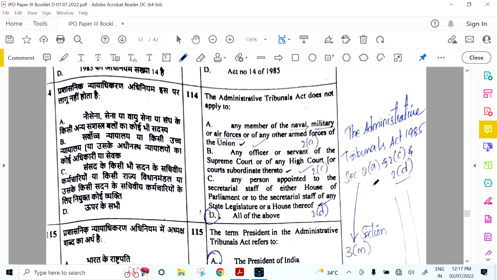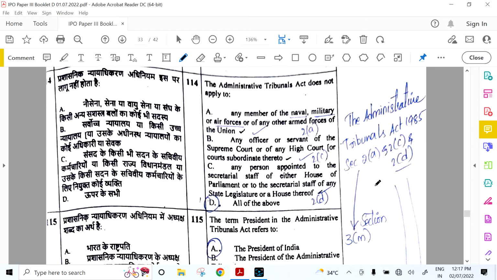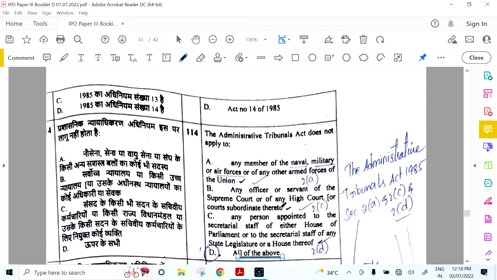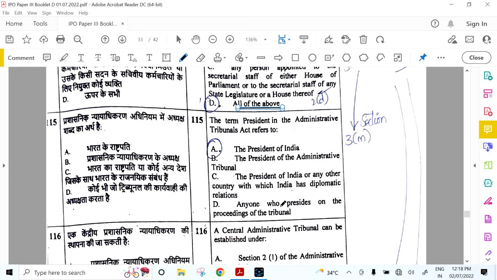The Administrative Tribunals Act does not apply to, it is all of the above: any member of naval, military or air forces or any other armed forces of the Union; any officer or servant of the Supreme Court or any High Court or courts subordinate thereto; any person appointed to the secretarial staff of either House of Parliament or of any state legislature or house thereof. So the answer is all of the above. It is not applicable to all of them. The term President in the Administrative Tribunals Act refers to the President of India.